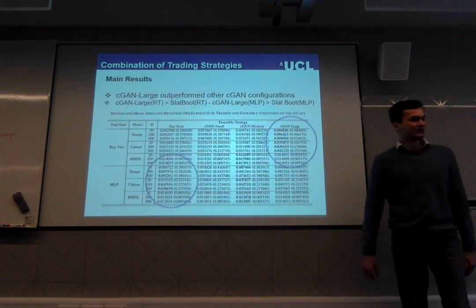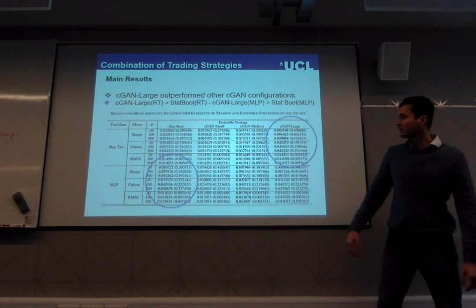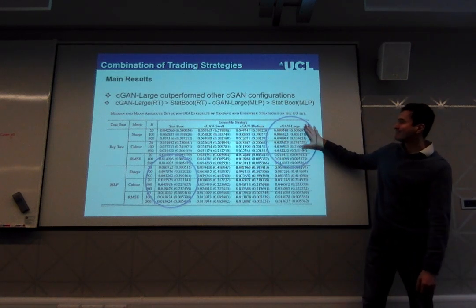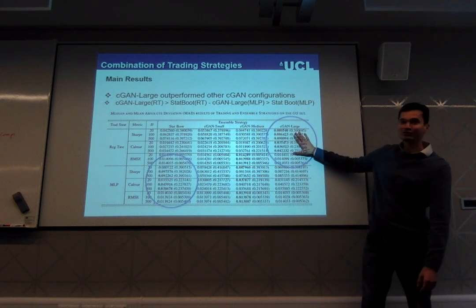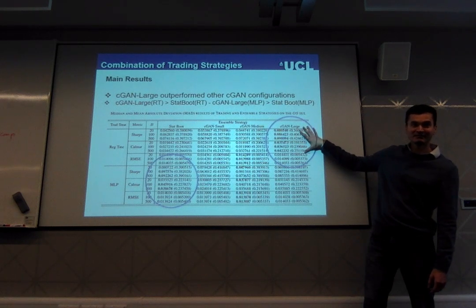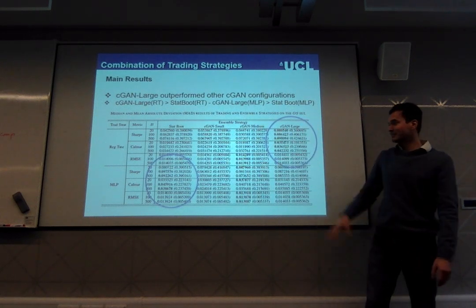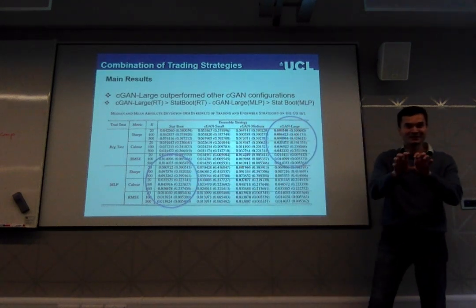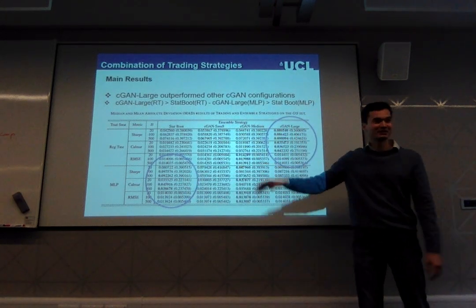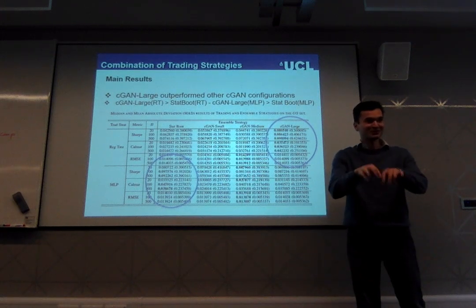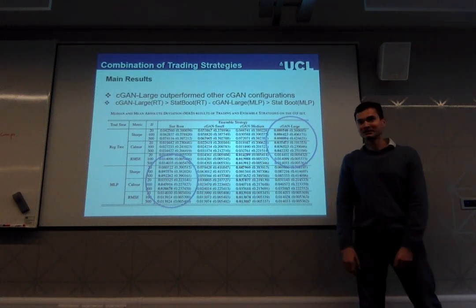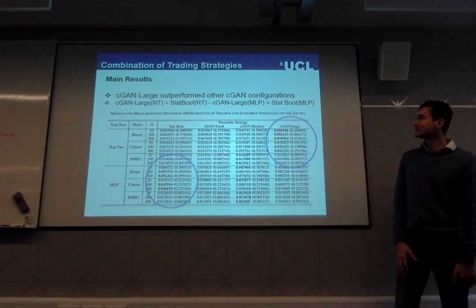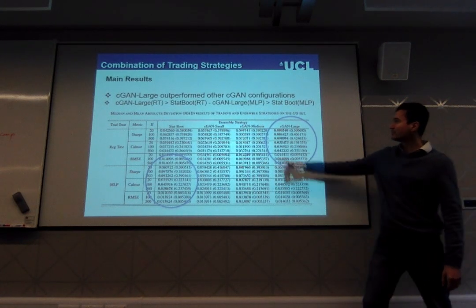Just some results. We did well for the regression tree using cGAN, the largest one. We did not do so well when the training strategy, the base learner, was the multi-layer perceptron. I tried to explain the reasons why in the paper, but that's kind of the summary.